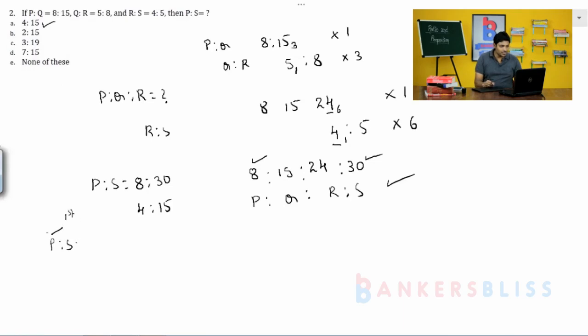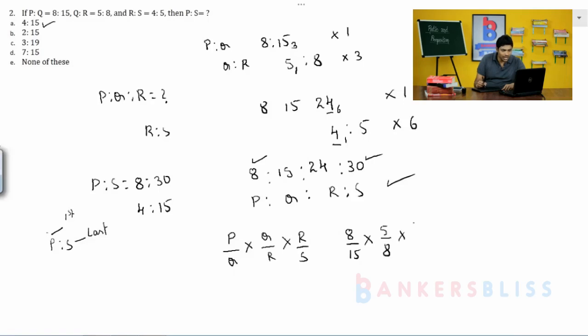P first term, S last term. Then you have a technique to solve, very simple technique. See here, P is to Q is nothing but P by Q. Next, you multiply Q by R, then again you multiply, you are going to get R by S. So what is P by Q? 8 by 15 into Q is to R 5 by 8 into R is to S 4 by 5. So 5 cancel, 8 cancel, ultimately you are going to end up with 4 is to 15. So the answer A is the right answer.